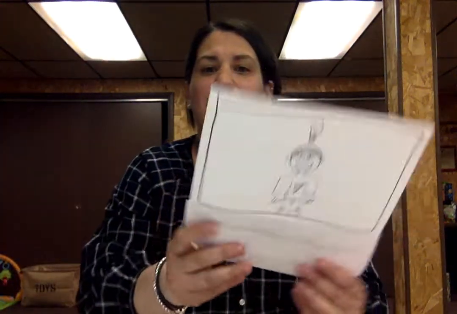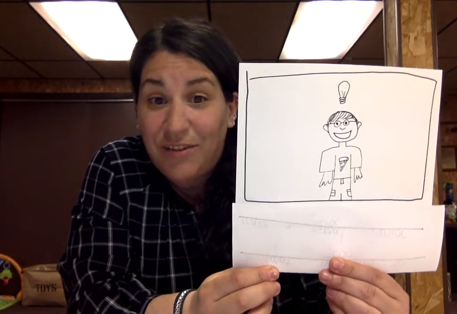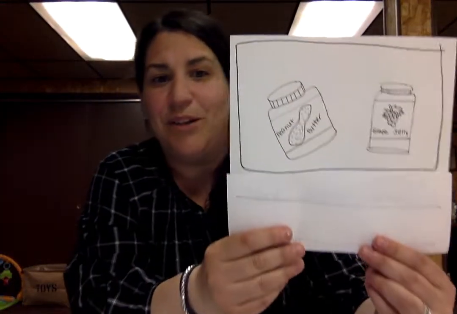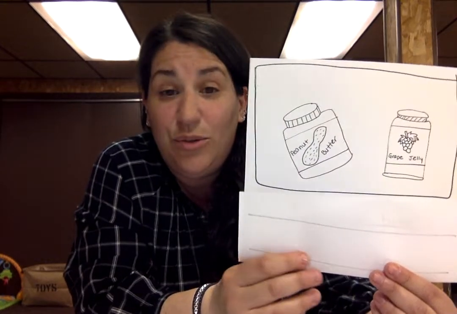Okay, so now that I thought of a way to solve this problem, what's the next thing I'm going to do? I thought about it. I said it out loud. So now I'm going to go draw it. Okay, so here is my drawing of Junior coming up with an idea to solve his problem. And here is my drawing of the peanut butter and jelly, the different ingredients he could use to make a pizza. I thought about it. I said it. I drew it. So now it's time to write.